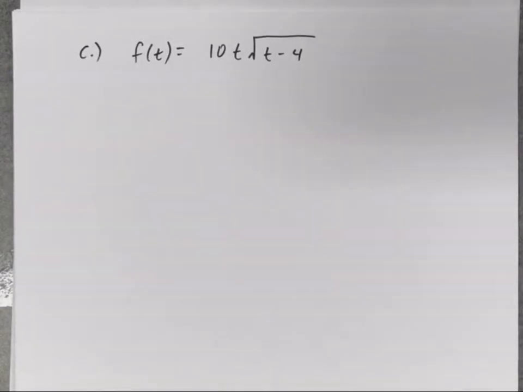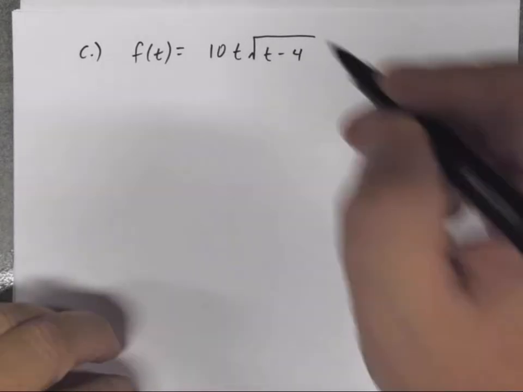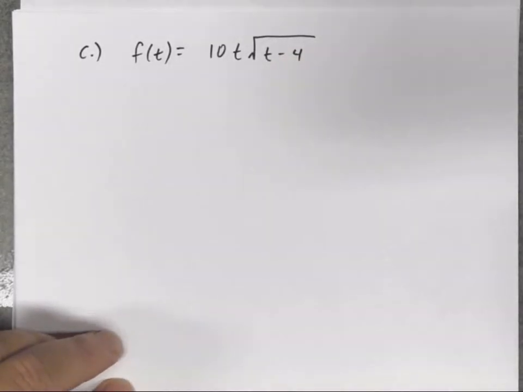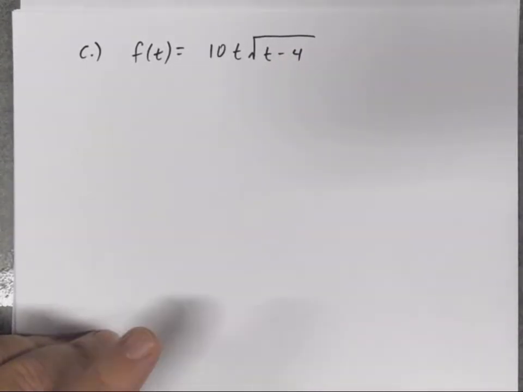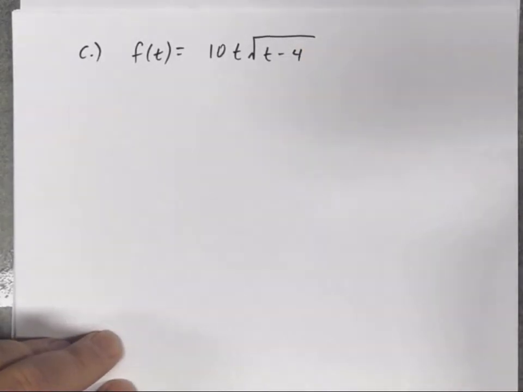So here we go again. My starting point, I'm going to assume the domain is all real numbers. And then I look, do I have a variable under a square root? Yes, I do. Do I have a variable in the denominator? No, I don't. But I do have the square root here. So what do I do there?